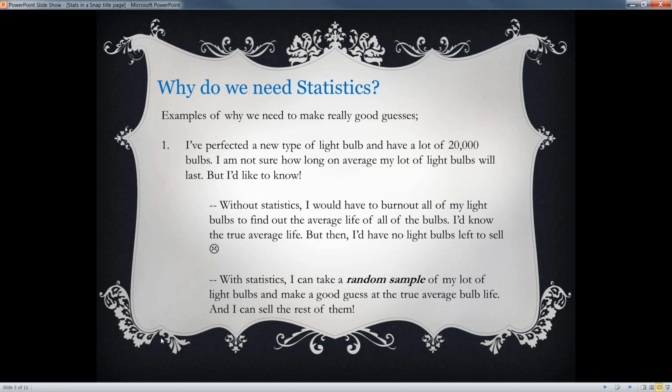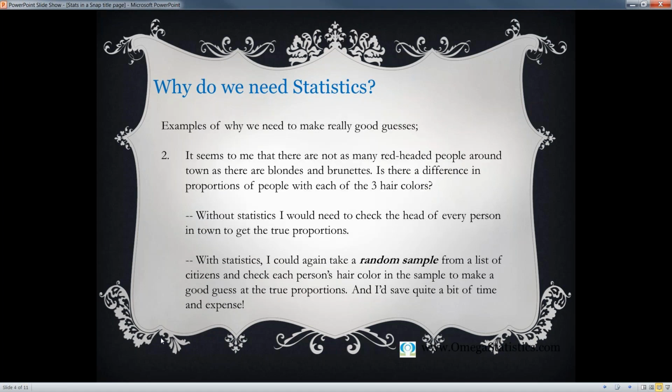So what you're going to do is pull a random sample, burn those ones out, and then it should give you a good estimate of what the average is for all 20,000, or whatever you have left out of the 20,000.